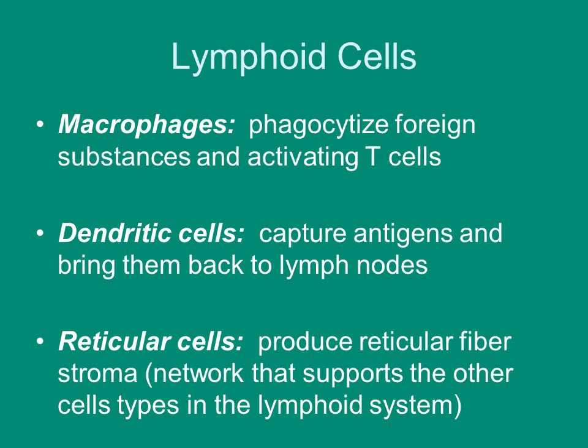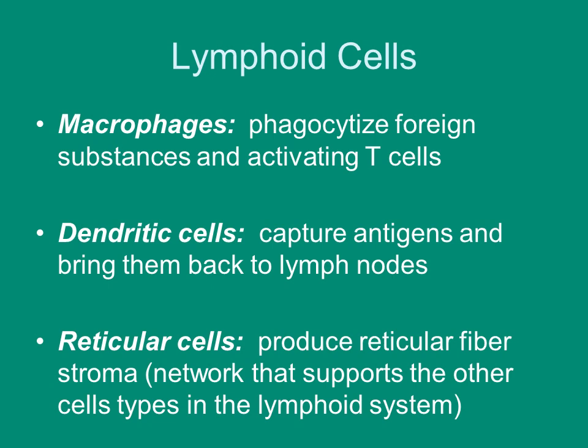The lymphoid cells, there are different types of cells involved with the lymphatic system. You have macrophages, which are specialized to carry out phagocytosis. They're also going to be involved in activating your T lymphocytes. The dendritic cells also help to capture antigens and bring them to the lymph nodes, so they're working to recognize these foreign cells as well, these non-self cells.